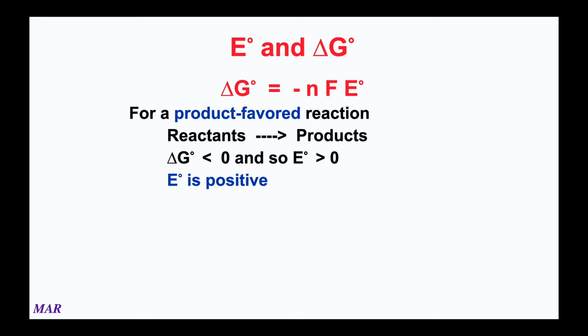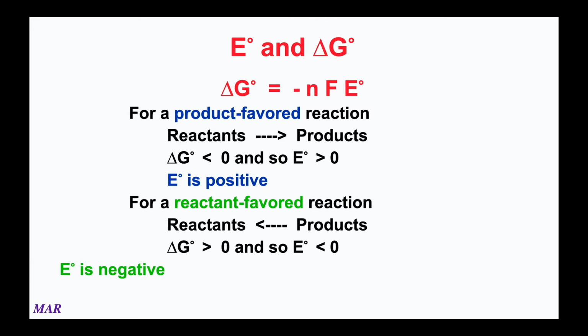If you have a product-favored reaction, reactants want to go to products, that means your delta G is going to be negative, less than 0, and your E naught is going to be positive. So that's why cell potentials that are positive, those are the ones that are going to occur. They're going to be product-favored. On the other hand, in a reactant-favored reaction, products don't really want to form, and the system's kind of stuck on the reactant side. Those are non-spontaneous reactions. Delta G is greater than 0. E naught is going to be negative in those.